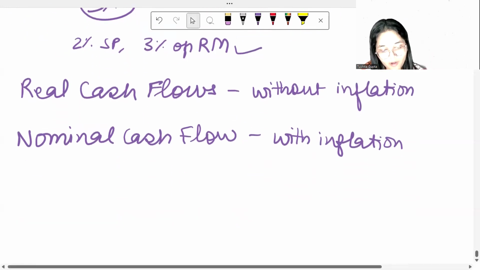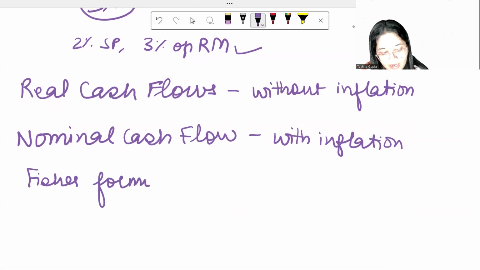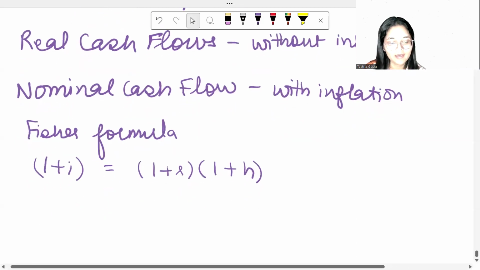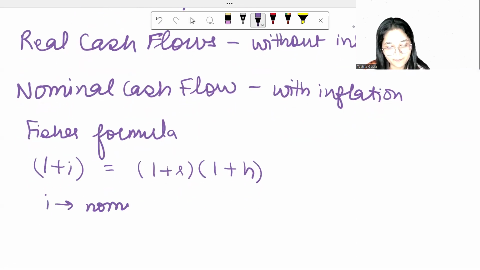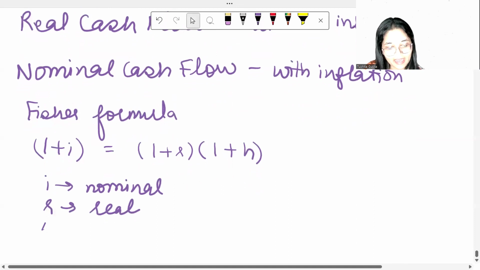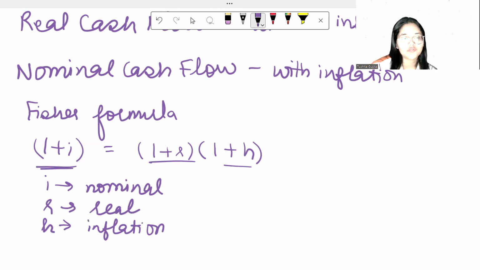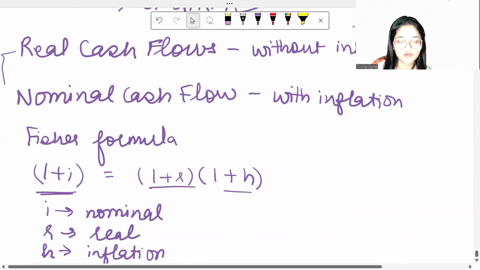Now there's a Fisher formula which helps you to navigate through these two types of cash flows. This formula, I think, is also given in your formula sheet in the exam. 1 plus i equals 1 plus r into 1 plus h. This is what the formula goes like. Over here, i represents the nominal interest rate, r represents the real interest rate and h represents the inflation. So if you see, to add inflation to the real, you get your nominal cash flows. This is exactly what I told you just now.